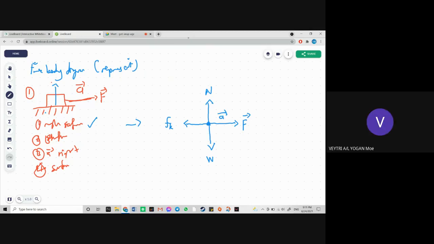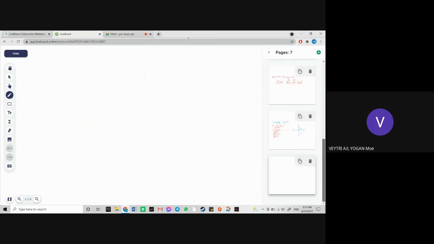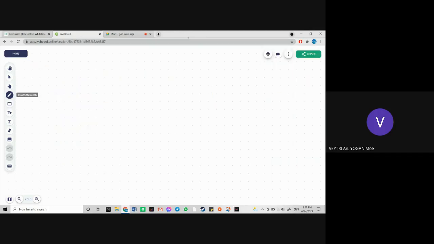Understood. Alright. Now let's move on to another example. In example number 2, let's say an object is on an inclined plane. Same thing, force upwards, acceleration to the right, and definitely the moment you see an inclined plane, of course there are angles. Don't get confused with the angles and so on. Draw the free body diagram first.